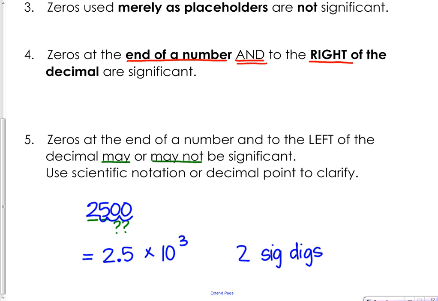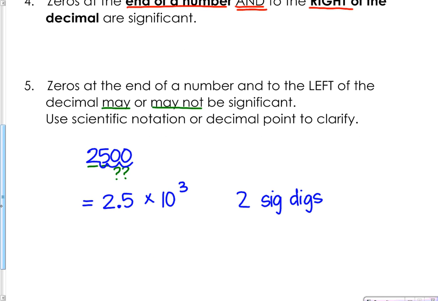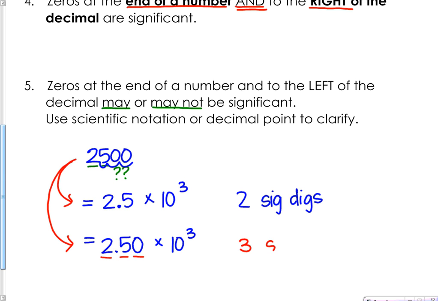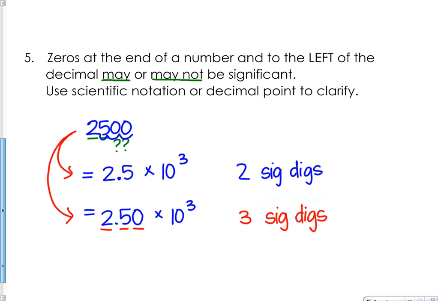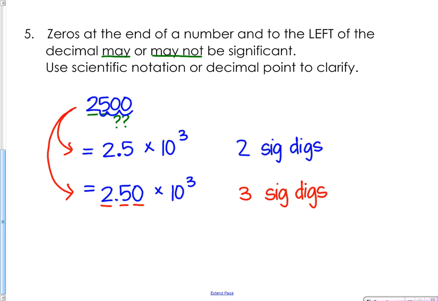If I wanted it to have 3 significant digits, I could still do it. I just would have to change how I wrote it in scientific notation. Instead of writing 2.5, now I would write 2.50 times 10 to the 3rd. Both of these are still represented by 2,500, but now I have 1, 2, 3 digits, and because this is the last zero on the right side of the decimal, that's now significant. So this one is a little different than the one above it, as it has more significant digits. Now, if I wanted to show this with 4 significant digits, I have 2 ways of doing this.